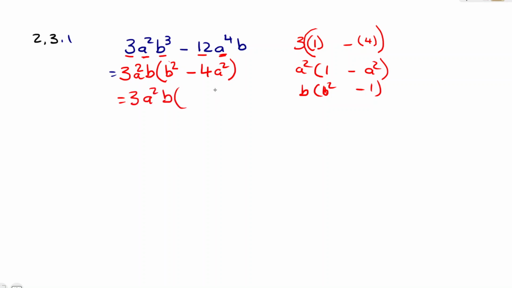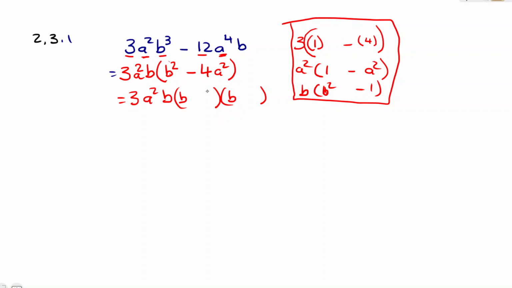Now, let us factorize this, because we can see that we have a difference of two squares here. So we have b squared minus 4a squared. We have to factorize this now. So b will have two factors, b and b, which will give us b squared. We need the factors now of 4a squared. So I can have 2a times 2a.